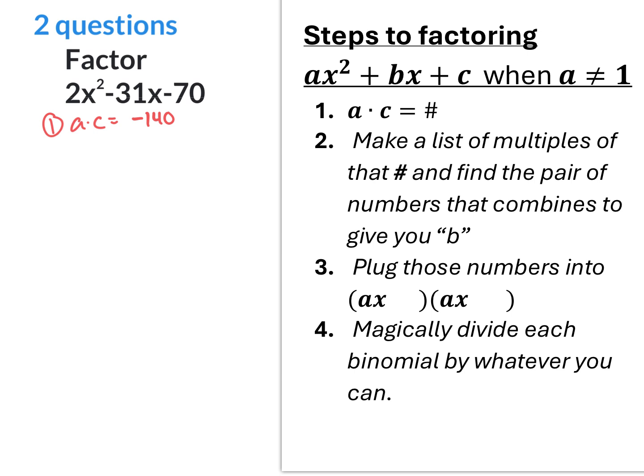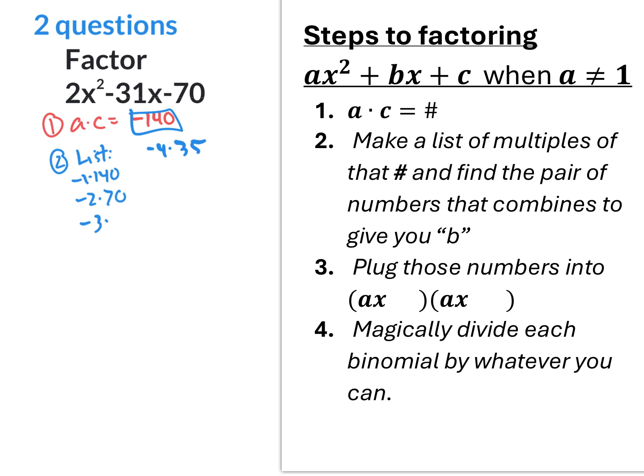Step 2 is to make a list of the multiples of negative 140, okay? So we're going to start with negative 1 times 140, negative 2 times 70, negative 3 times, and if you don't know, try to divide 140 by 3 on the calculator. It won't work. So then you move on to negative 4. Let's see if negative 4 works. 140 divided by negative 4. That'll give us 35.